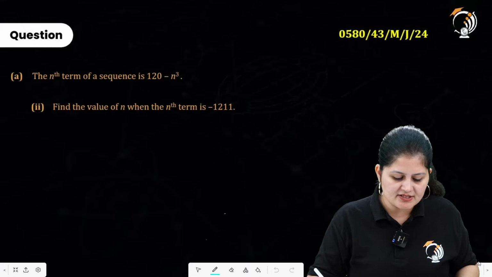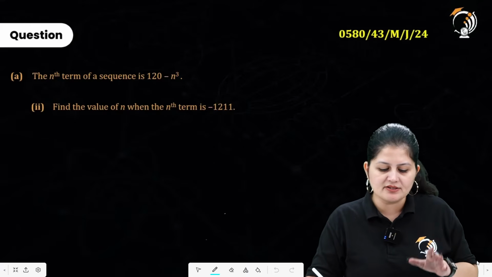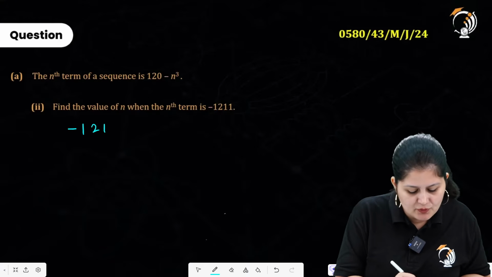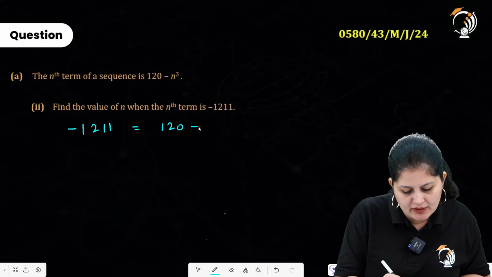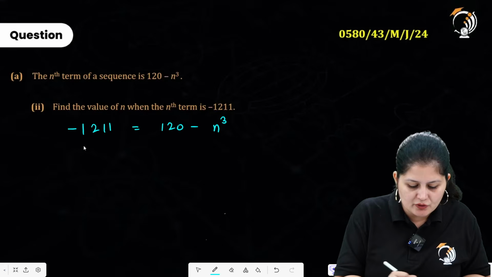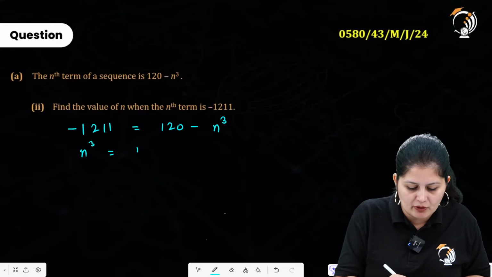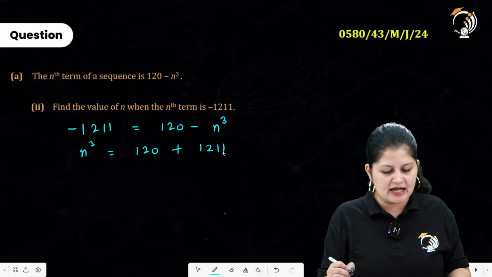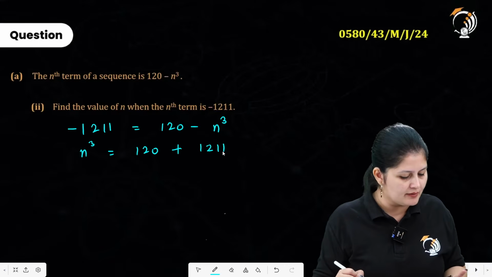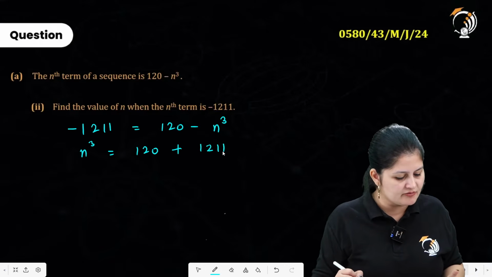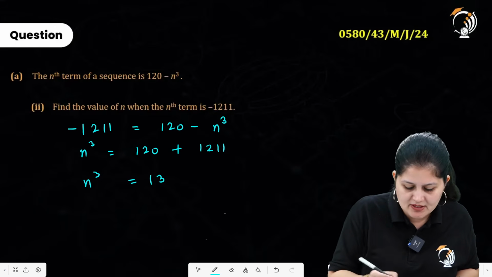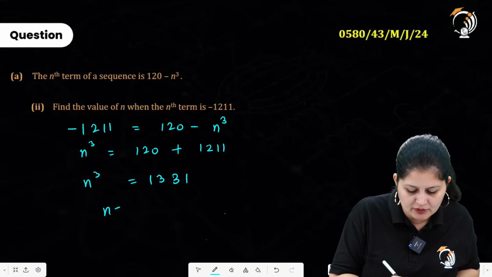Further, the question says find the value of n when the nth term is equal to minus 1211. So minus 1211 is equal to 120 minus n cube, right? So clearly n cube would be equal to 120 plus 1211. Let's do this calculation. What are we getting here? 1211 plus 120, we are getting n cube equal to 1331. So the value of n is equal to 11 here.